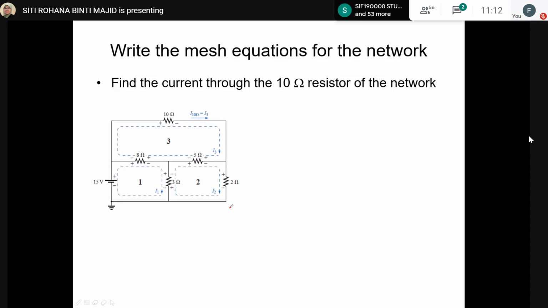Okay, so after you master loop equation writing, I show you in this slide how we manipulate the loop, the shape, the type of loops in the equation. Normally maybe you think that the question would ask what is I1, I2, I3. But we also can calculate the current that flows through one particular element.